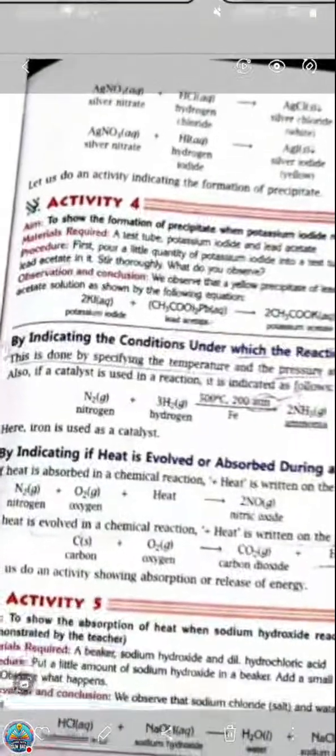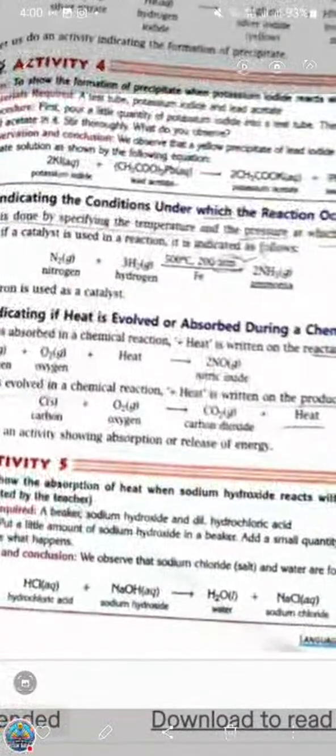Now the next one, by indicating the condition under which the reaction is taking place. Sometimes we can make the reaction more informative by indicating the condition under which the reactions are taking place. Like here, you can see in the reaction, above the arrow, temperature is written. 500 degrees centigrade, 200 atm. atm stands for atmospheric pressure. 500 degree temperature. Then below, Fe is there. So Fe is catalyst. So here the reaction is made more informative by representing the conditions of the reaction.